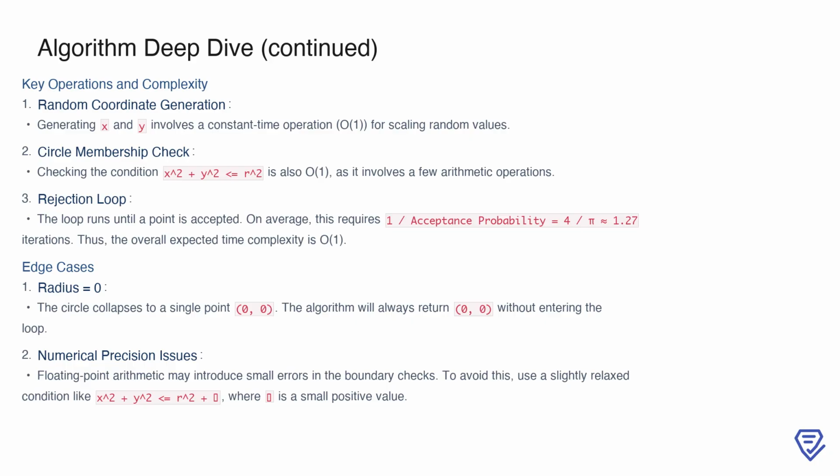Another optimization is pre-computing the bounding square for fixed circles, which can save time in scenarios where the circle's parameters do not change. Finally, for circles within non-square bounding boxes, using a tighter bounding rectangle instead of a square can reduce the number of rejected points, improving the acceptance rate and overall efficiency of the algorithm.